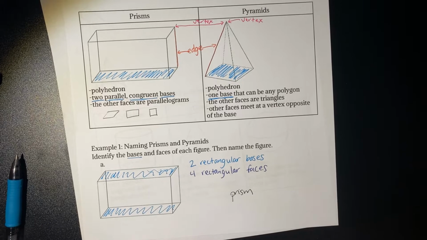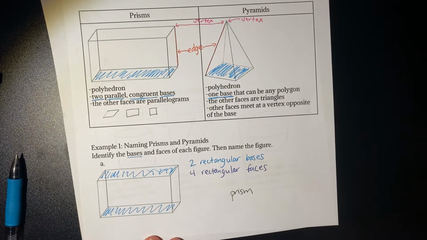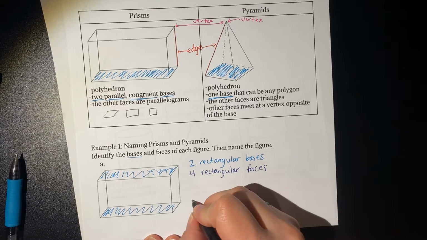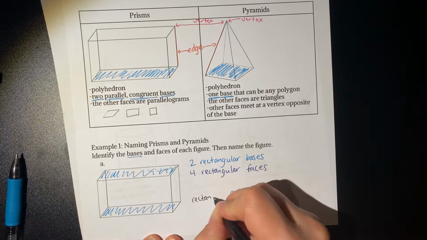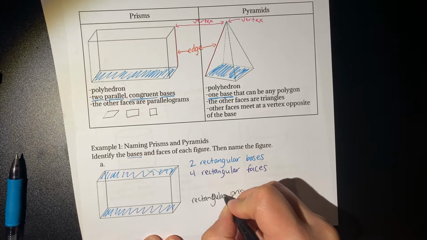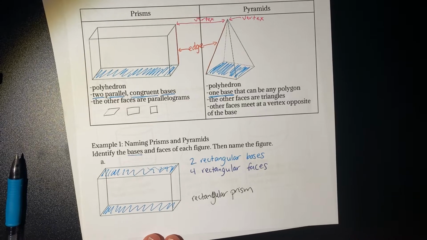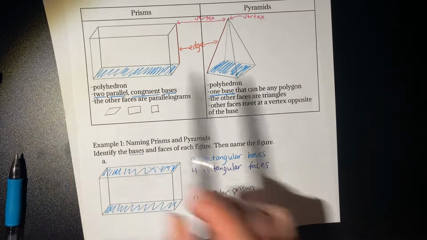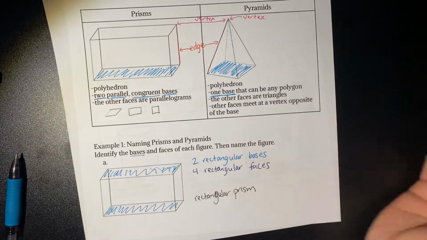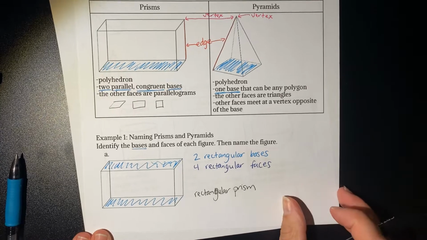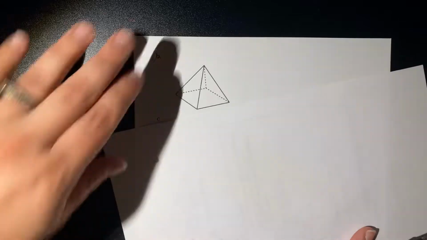Okay. How do I know what kind of prism it is? Well, what kind of shape was the base? It was a rectangle. So we are going to call this a rectangular prism. Why? The base is a rectangle, and we know that it's a prism mostly because it doesn't come to a point. Also, because we have two parallel bases. All right, let's look at the next one.